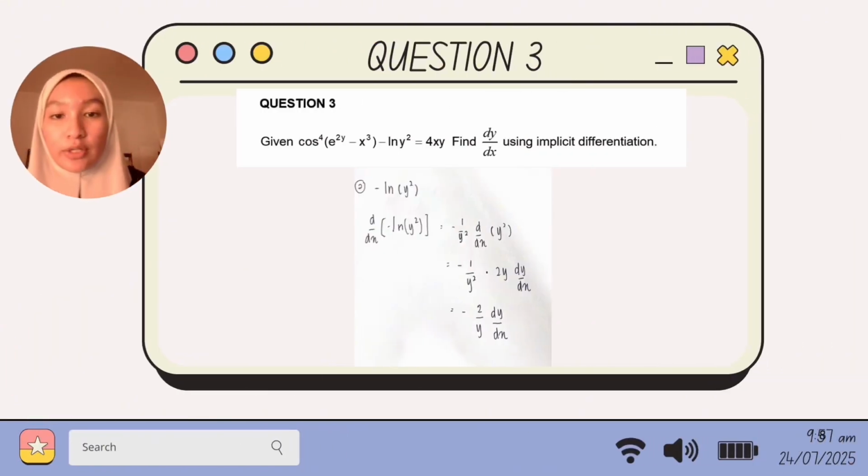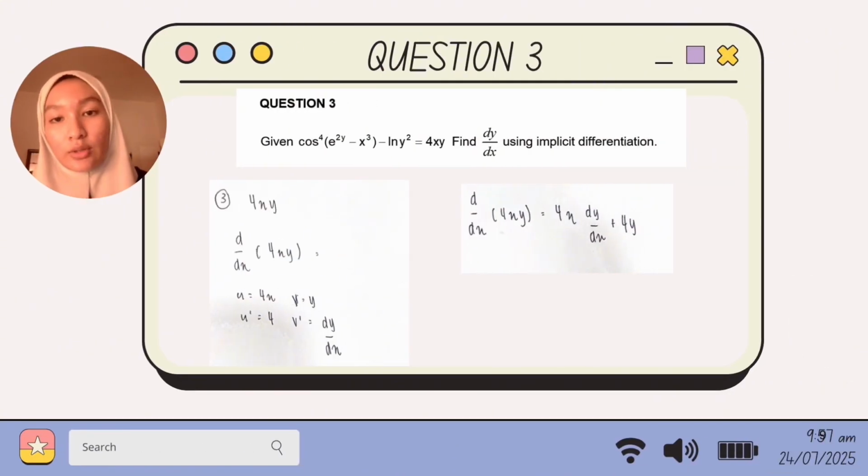So for the next part, we are going to differentiate negative ln y squared. So d over dx of negative ln y squared, differentiated, is going to be negative 2 over y dy dx. Next, we are going to differentiate our right hand side, which is 4xy. By using the product rule, d over dx of 4xy equals 4x dy dx plus 4y.